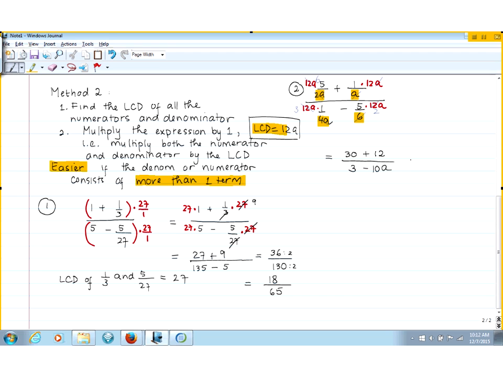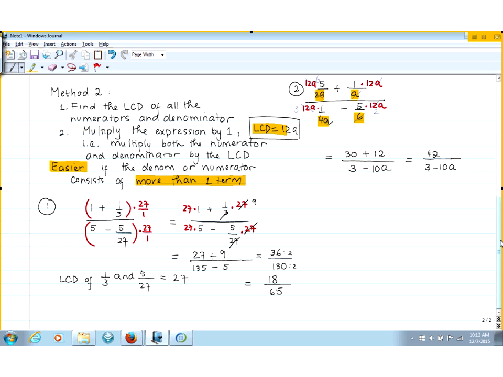So what is 30 plus 12? Am I missing the A here or no? No, I don't. So 42 divided by 3 minus 10A. All right. Can I factor out anything from 3 minus 10A? No, so we're done. So see, your fraction is not complex anymore, right?